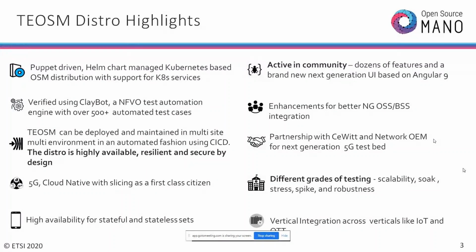And in terms of ruggedization, to wrap up on the productization part, we perform a variety of testing like spike testing, robustness testing, resilience testing, both functional and non-functional testing, using our Claybot, which is our NFVO test automator. So we have more than 500 test cases automated there, which we use for the correctness of our distribution.